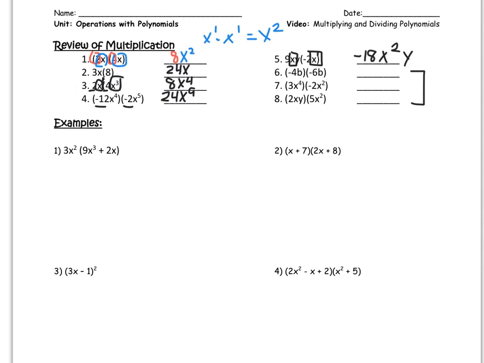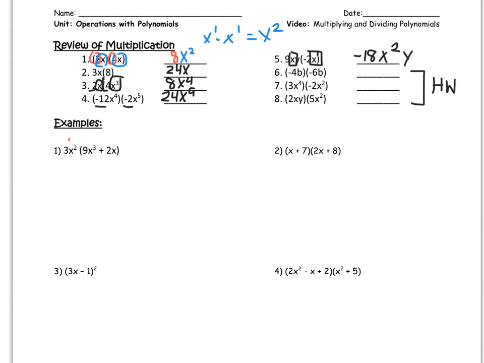So what I'd like you to do is finish these next 3 for homework, and we're going to move on to the next problem. All right, now for number 1 in this example, we're multiplying a monomial by a binomial.